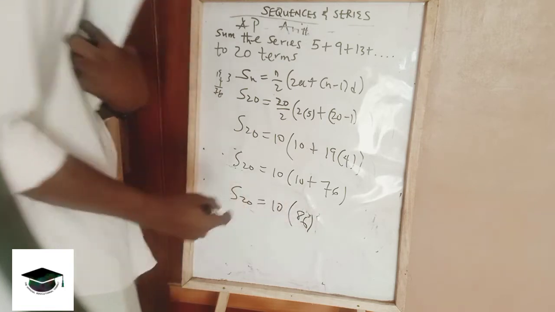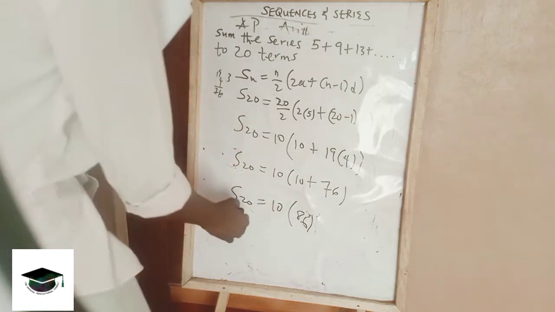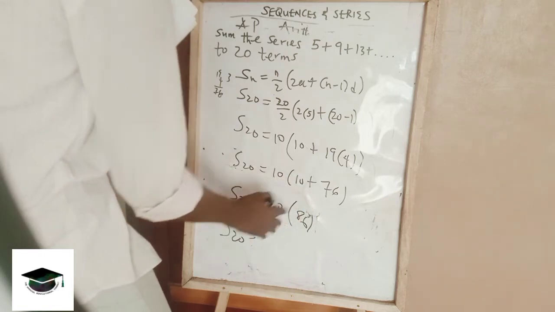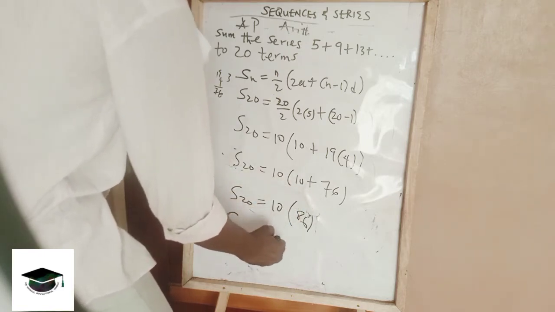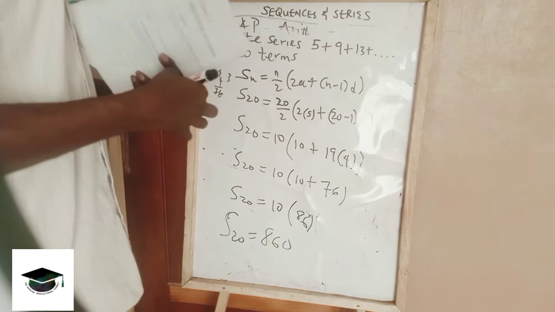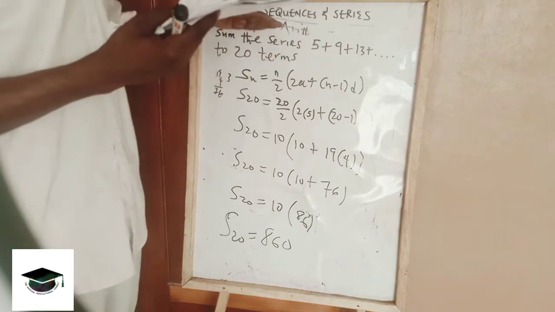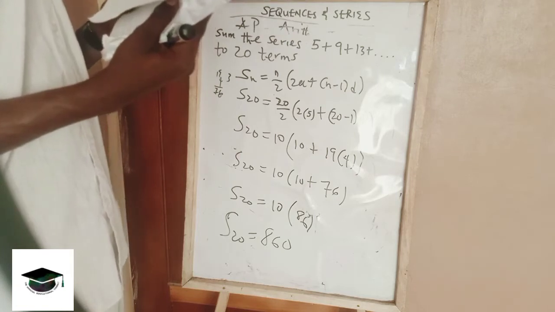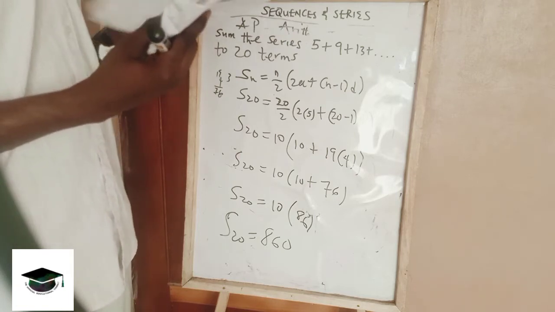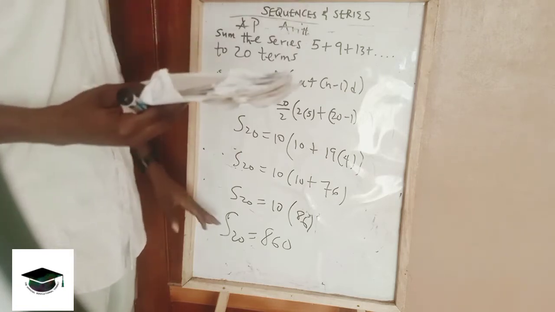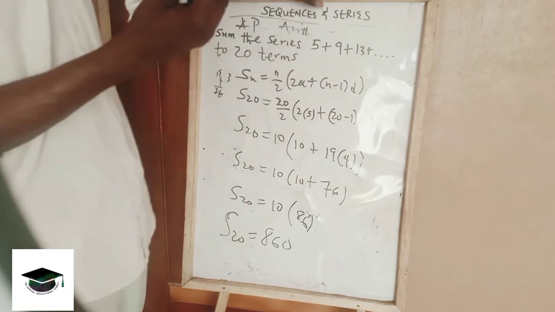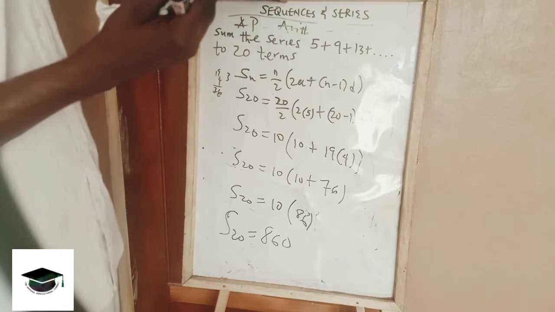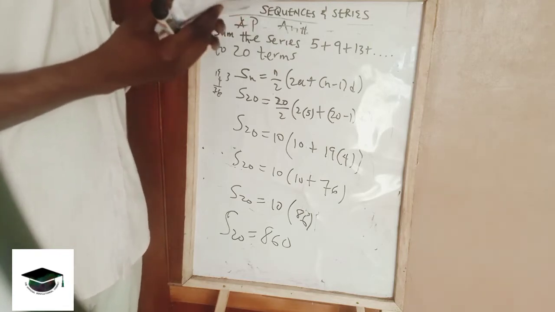Mind you, according to board maths, you have to solve what's in the bracket first. So that means S20 equals to what? 10 times 86 is what? 860. So the sum of the first 20 terms is going to give you 860. Yeah. So now let us proceed.